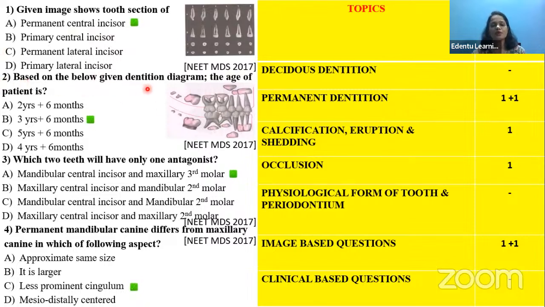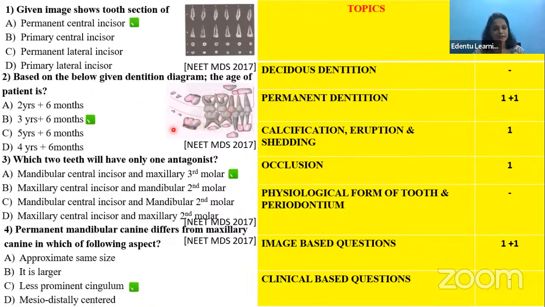Then, based on the below given dentition diagram, the age of the patient is. This is one of the frequently repeated questions in dental anatomy. There will definitely be an age estimation question, at least from dental anatomy. Usually we see it repeating every year, and sometimes maybe in 1 or 2 years they may not ask, but you can definitely expect an age estimation question from dental anatomy.